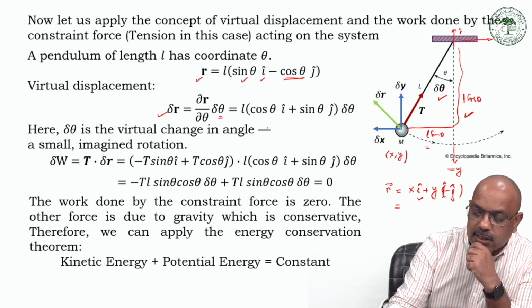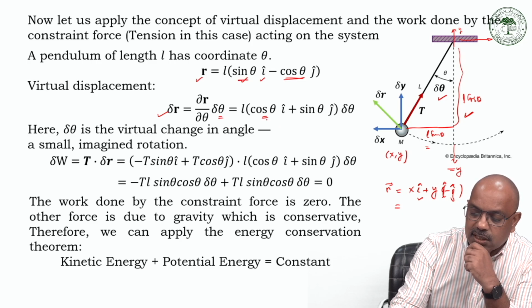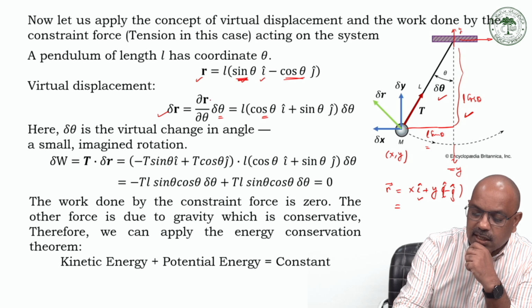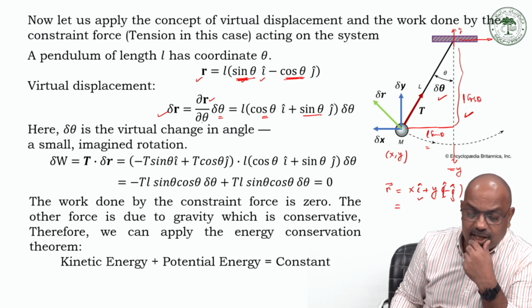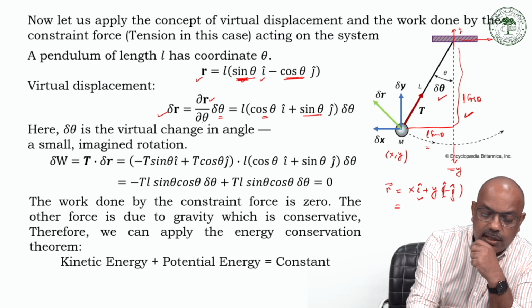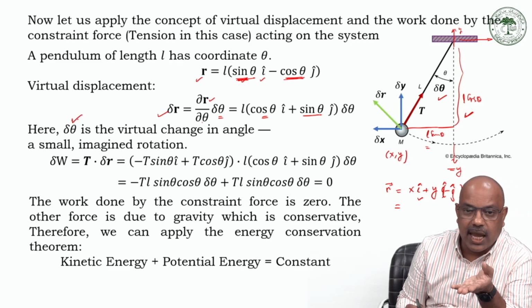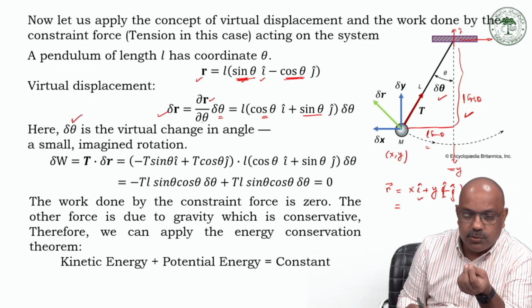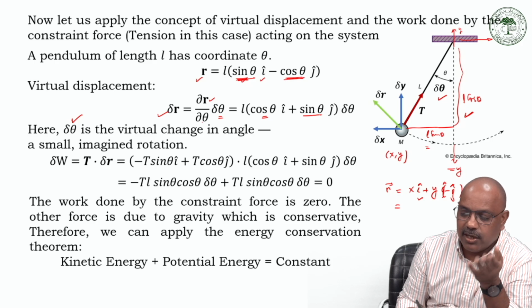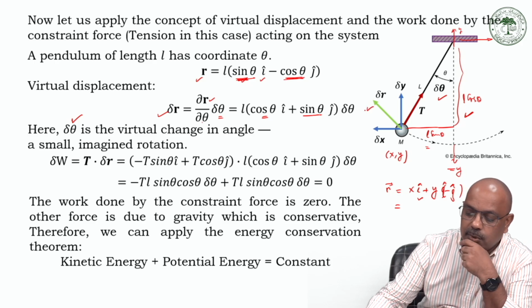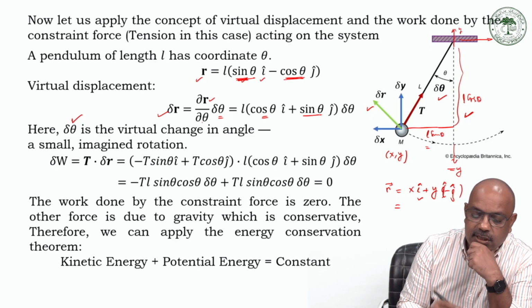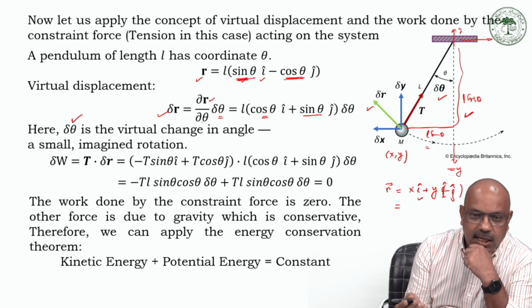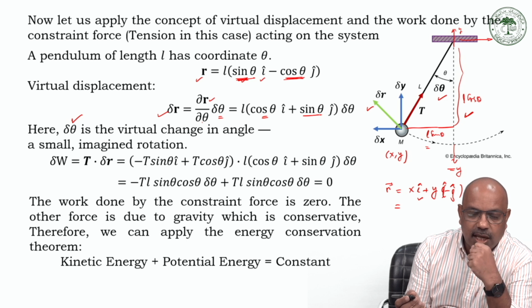Okay, so delta r by delta theta with respect to theta, this is going to be L cos theta i, and for the other component it is going to be plus L sin theta j. This is my delta r. Now here delta theta is the virtual change in the angle. So this is actually the virtual displacement of the angle, a small imagined rotation, and that is because of the tension force.